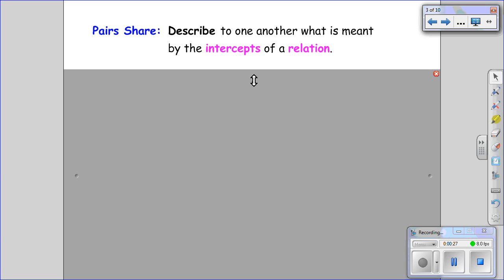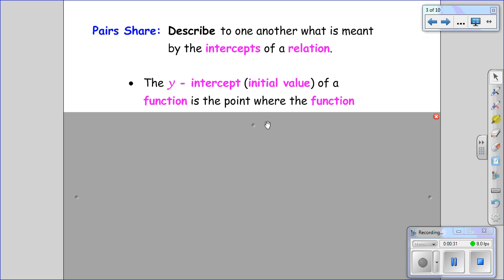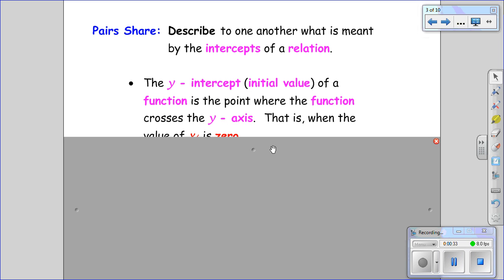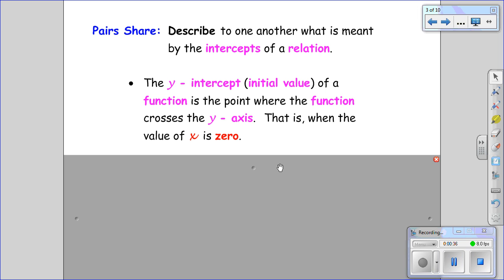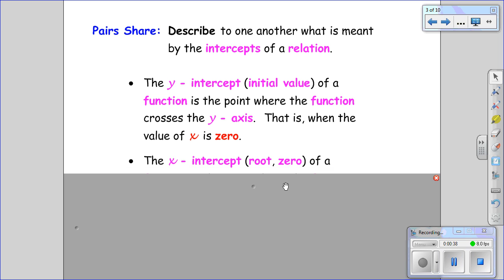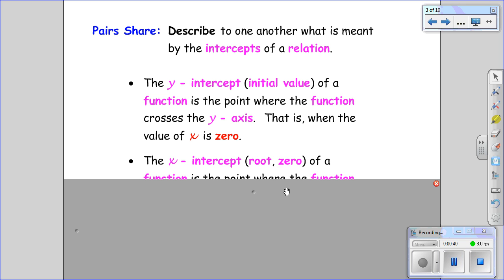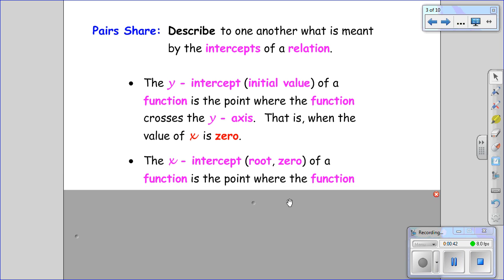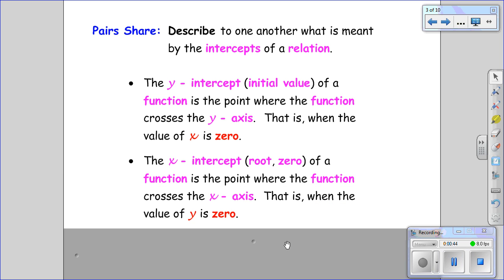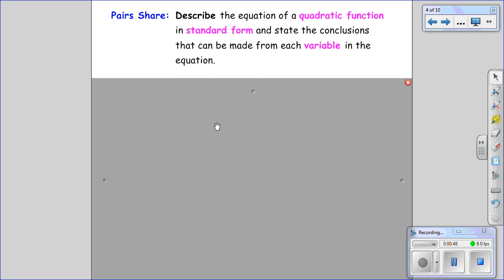So an intercept is the point where a function crosses one of the axes. Specifically, the y-intercept or initial value is the point where it crosses the y-axis, and that tells you the value of x is 0. The x-intercept, also known as the root or zero, is the point where the function crosses the x-axis, specifically where the y value is 0.